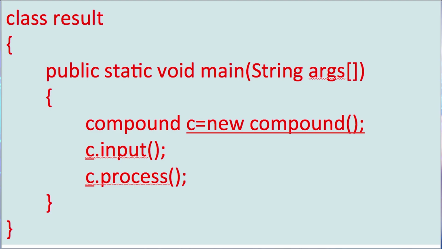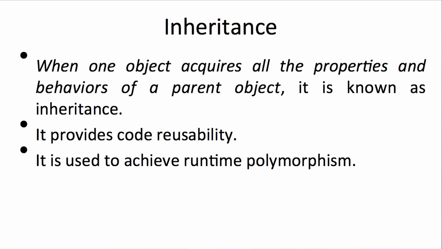Now inheritance. The third feature of object oriented programming is inheritance. You can see here the features of object oriented programming: object, class, inheritance, polymorphism, abstraction. One by one I am explaining all these features. The third one is inheritance. Inheritance is when one object acquires all the properties and behavior of a parent object.